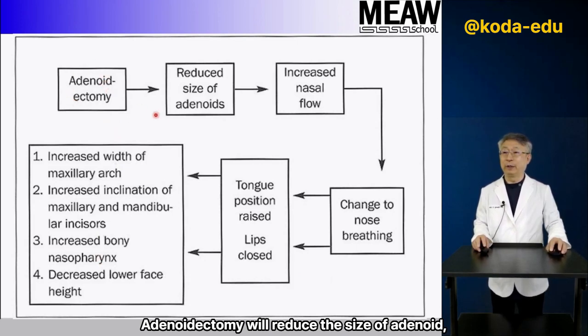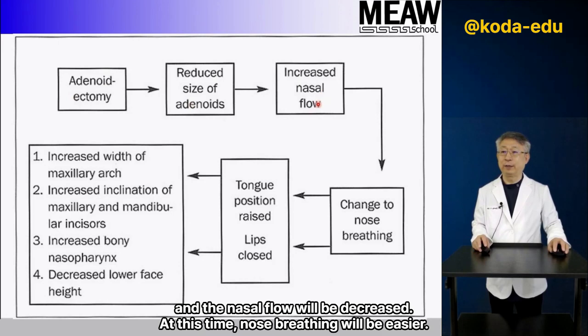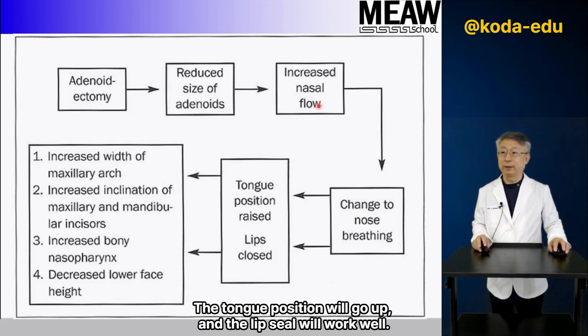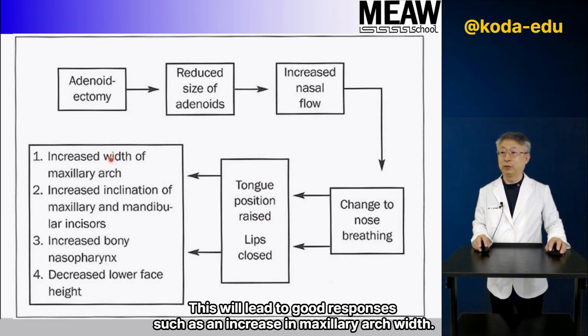Adenoidectomy will reduce the size of the adenoid, and the nasal flow resistance will be decreased at this time. Nose breathing will be easier. The tongue position will go up, and the lip seal will work well. This will lead to good responses such as an increase in maxillary arch width.